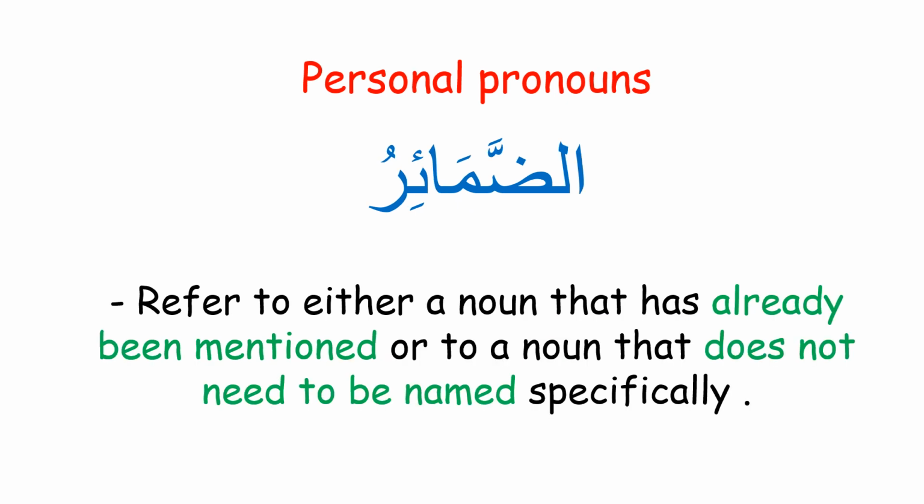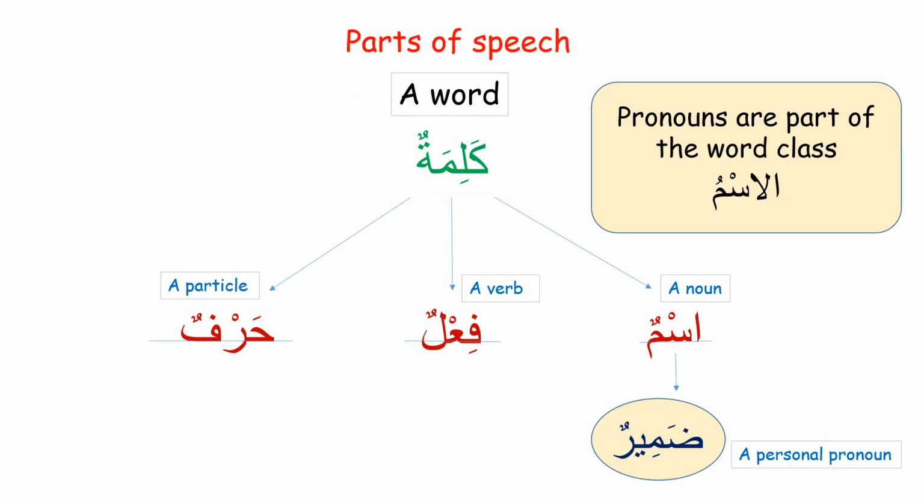And they refer to either a noun that has already been mentioned or to a noun that does not need to be named specifically. Let's not also forget to remind you that as far as the Arabic language is concerned, personal pronouns don't stand on their own as a separate part of speech. Instead, they are considered as definite nouns and they belong to the part of speech al-ismu.